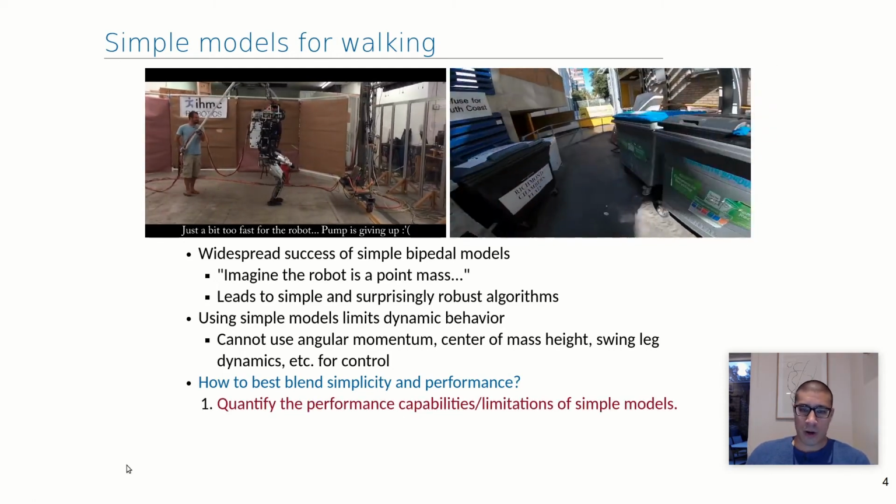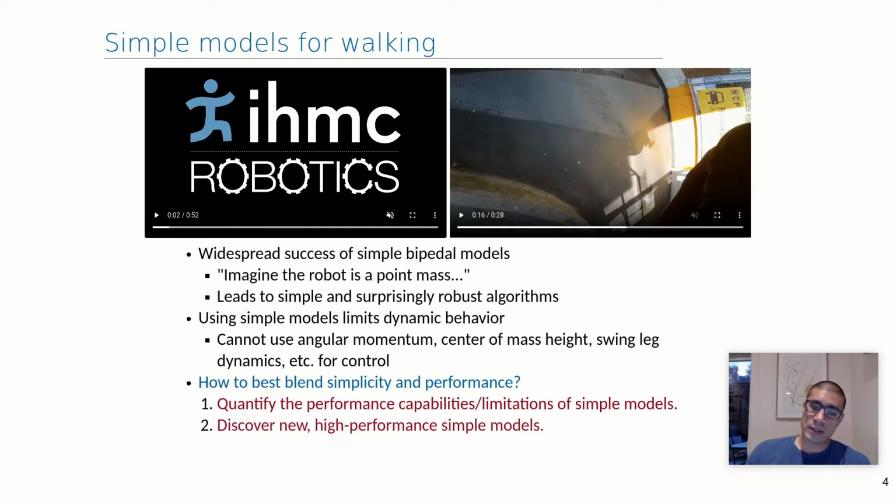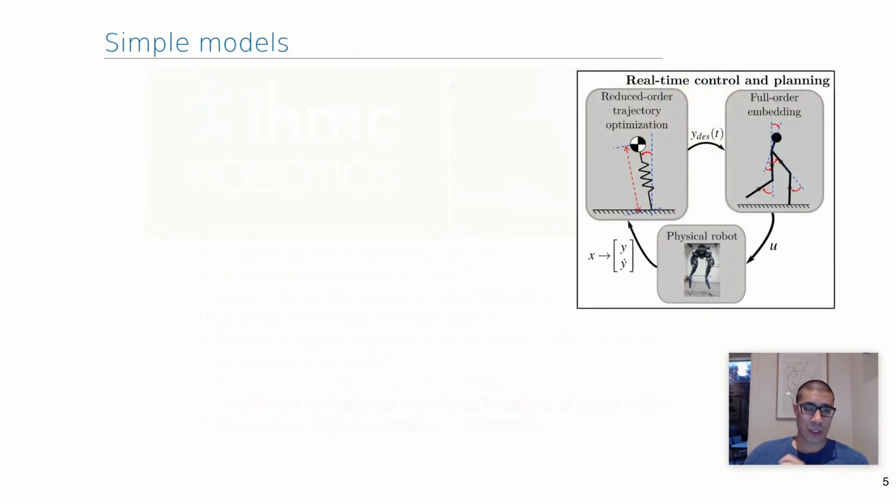And so to do this, we're going to try to answer two questions. Question one is, can we quantify the performance or the capabilities and limitations of simple models? Given a simple model, can I assess what its capabilities might be? How much is it going to restrict my dynamic performance? And then similarly, if we can do that, can we then discover new high-performance simple models, things that might be more useful for optimization or real-time control? So these are the two questions we're going to try to address.